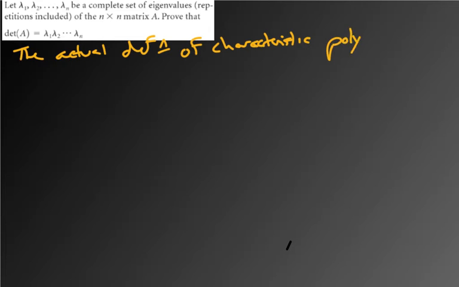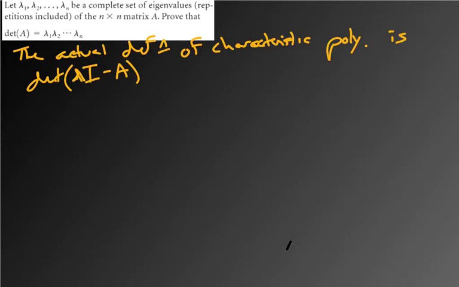There's a few ways to do this, but the easier way is, I'm going to give you a curveball here and give you a different definition. The actual definition of the characteristic polynomial is the determinant of lambda I minus A.